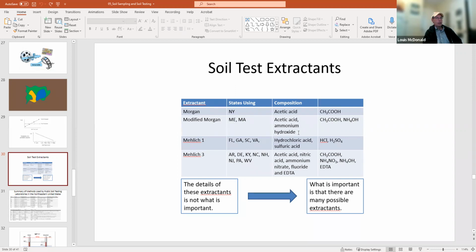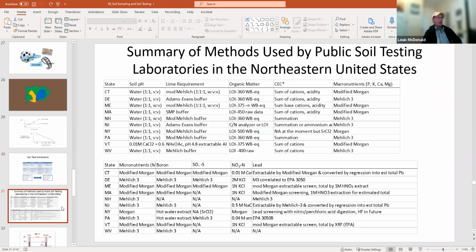Here's what the composition is. If you go to the course's resources section, one of the documents has this table in it, in the appendix. It's all of the extractants that are used in the Northeast, and I just made this table out of that, summarizing them all, and all the methods that they use. Right? But so there's a lot, right? There's a lot.